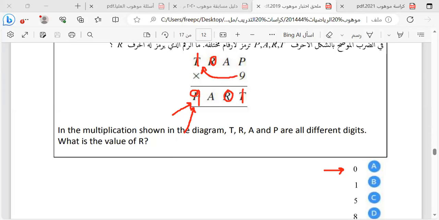Then what will I do? T is 1, P is 9. You put 9 here. 9 times 9 is 81. 1 put down and 8 put up. 9 times what to get the same here? 8. So because we have 0 here, we put 8. 9 times 8 is 72 plus 8, so equals 80. So put 0 down and 8.